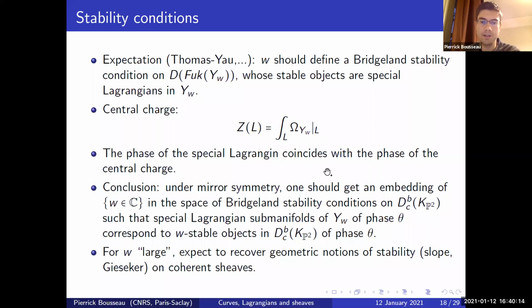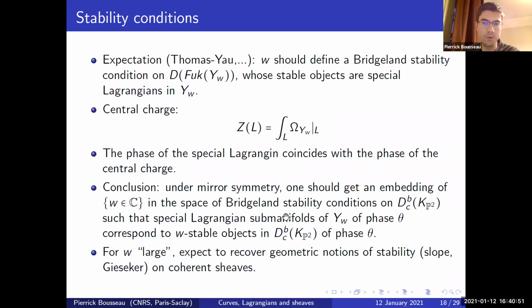So the conclusion is that under mirror symmetry, you should get an embedding of the space of points W in C inside the space of Bridgeland stability conditions on the derived category of coherent sheaves on KP2, such that special Lagrangian submanifolds of YW of phase theta, which are the kind of objects we care about, correspond to W-stable objects in this derived category of coherent sheaves with respect to the corresponding Bridgeland stability.